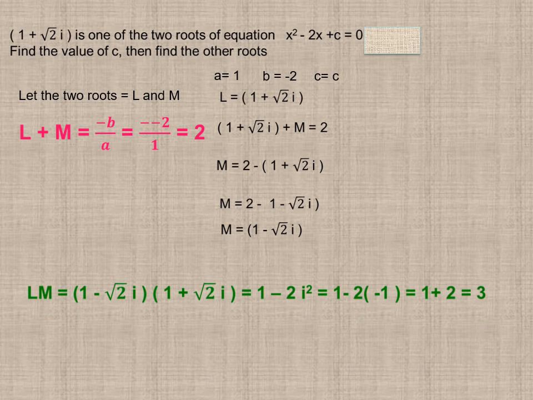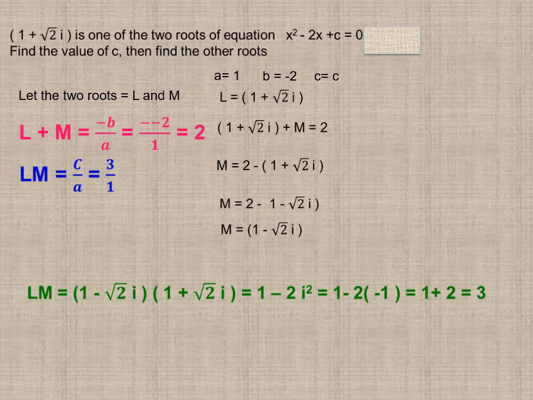Then try to find the product of the two roots. Here I have the first one 1 minus root 2i, and the second one 1 plus root 2i. Multiply them together. The result will be first times first equals 1. Second times second, it will be 2i to the power 2. Replace i squared with negative 1. That means 1 minus 2 times negative 1. Finally, it will be 1 plus 2 equals 3.